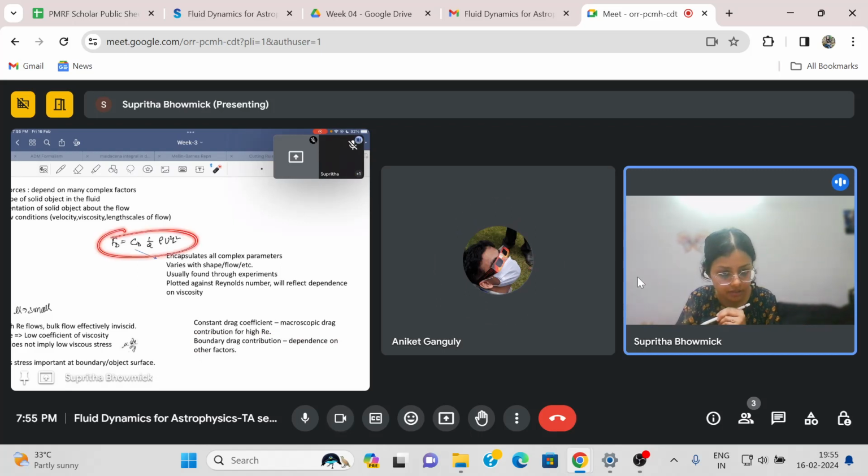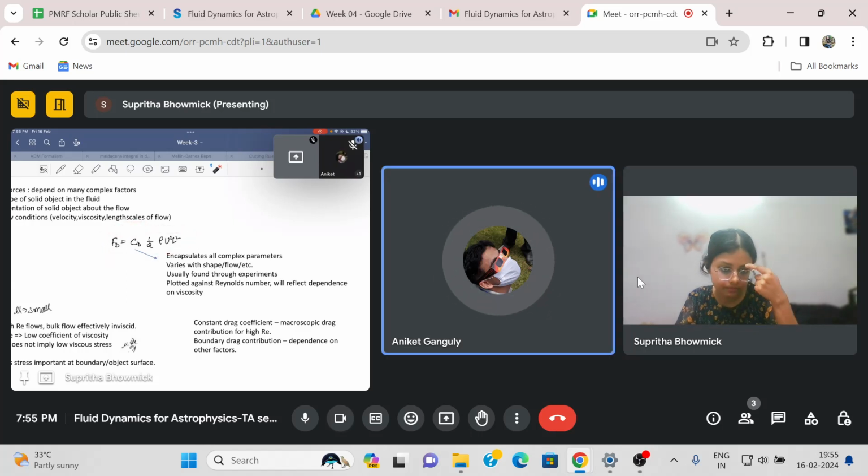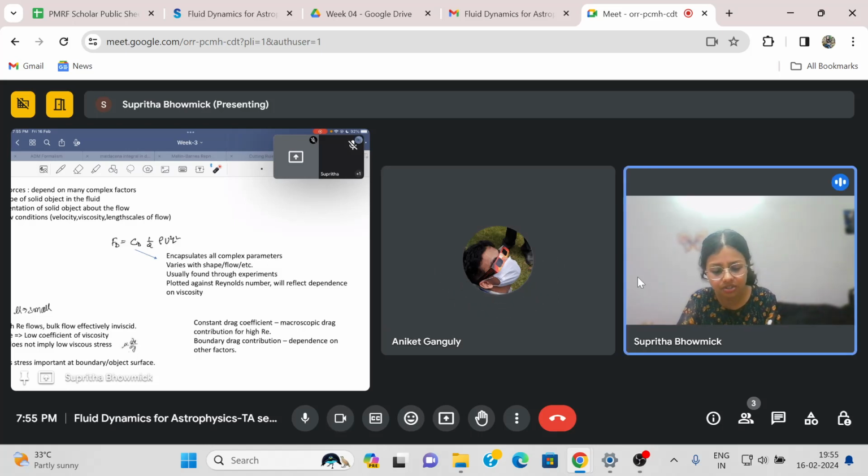I am using this relation. But why did you put an extra half? Because this can be absorbed in the CD. Sure, this is just convention. So this CD, for the macroscopic, or rather the bulk flow drag contribution, is independent of viscosity, whereas the boundary drag contribution does depend on viscosity.